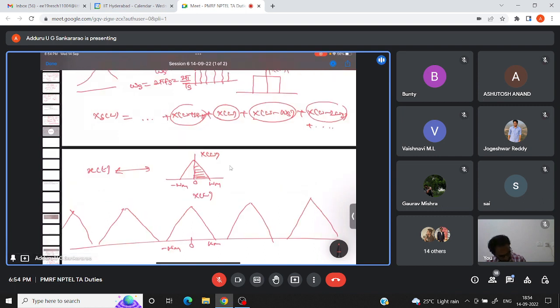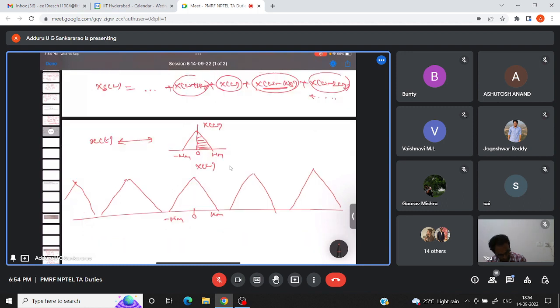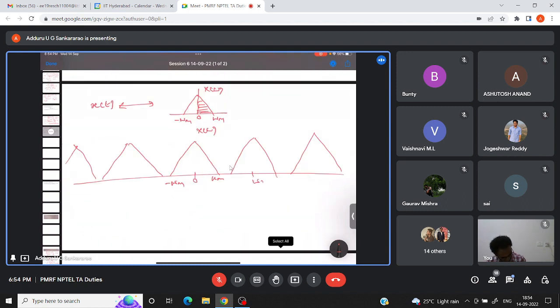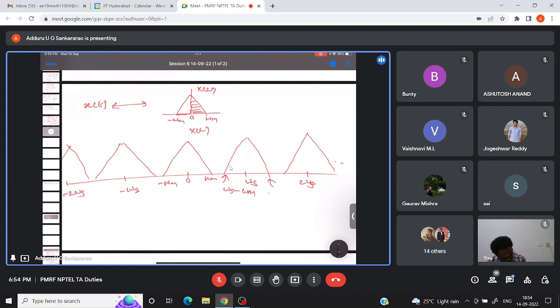Then after that, it is shifted by an amount of omega s, right? So next, shifted by omega s. Next one is shifted by 2 omega s. This is left shifted by minus omega s. Like this. So this frequency is omega s minus omega m, because this width is omega m, right? And this is omega s plus omega m. This is minus omega s plus omega m.